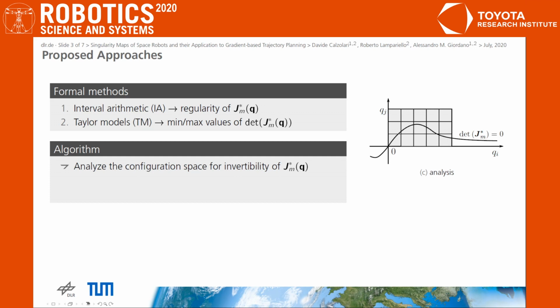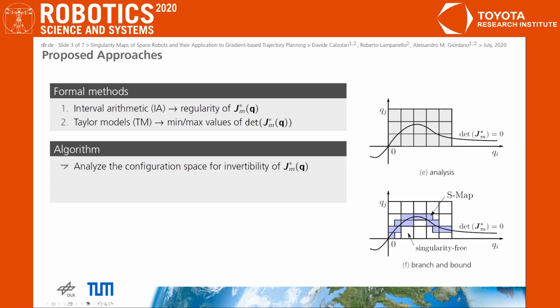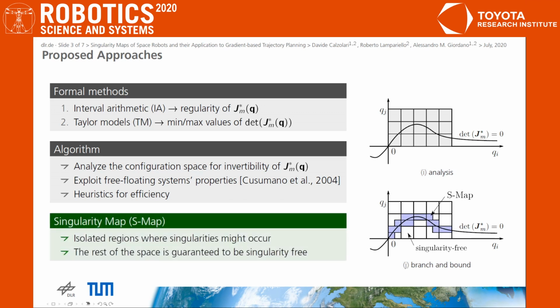A portion of configuration space is analyzed with these methods in a branch and bound fashion. The algorithm isolates regions of configuration space which can contain singularities from other regions guaranteed to be free from singularities. Unique properties of free-floating systems together with an additional heuristic are exploited to improve efficiency and provide feasibility of computation. The region where singularities might occur represents a conservative envelope of the singularity surfaces. We refer to these envelopes as singularity maps. These maps provide global knowledge on the location of the singularities. In the following, two examples of computation and utilization of these maps are presented.